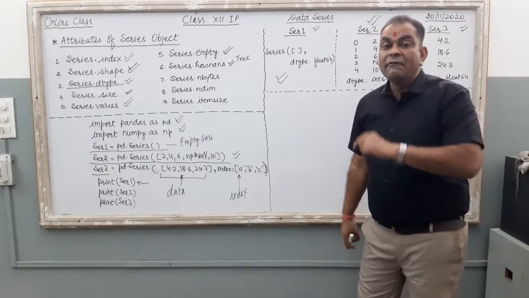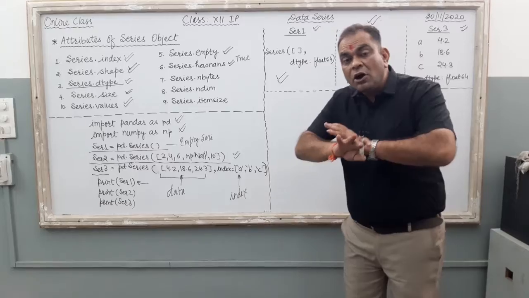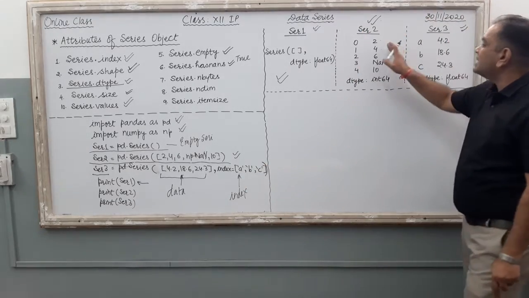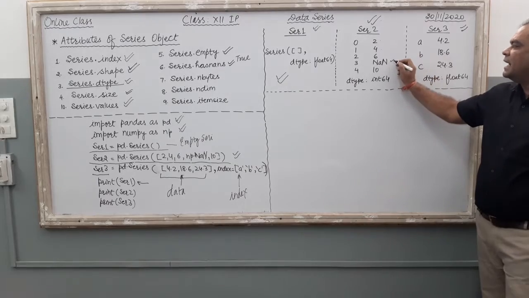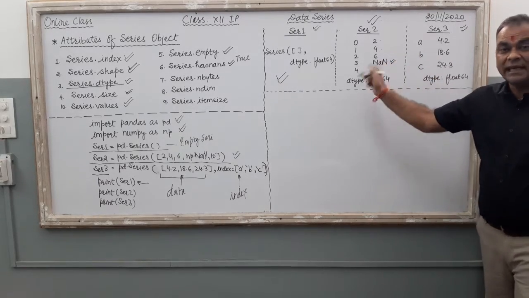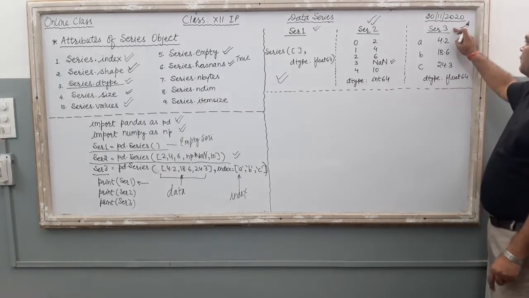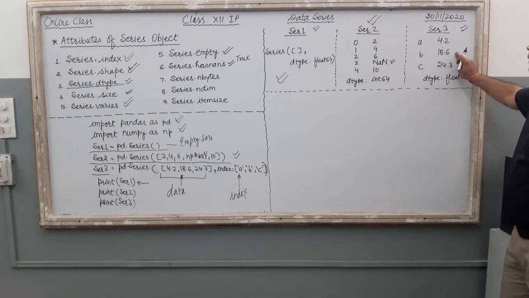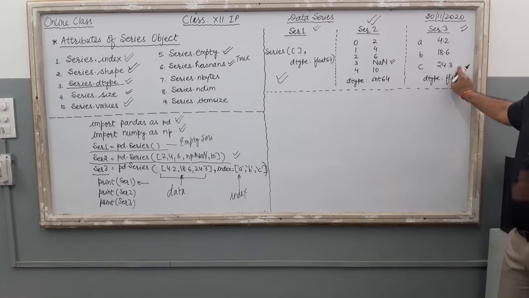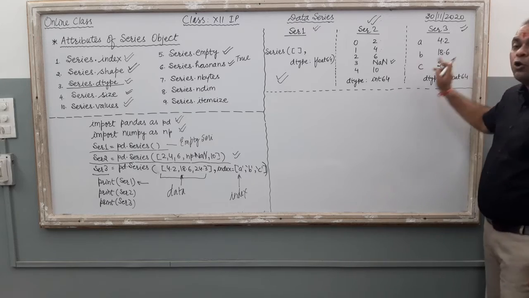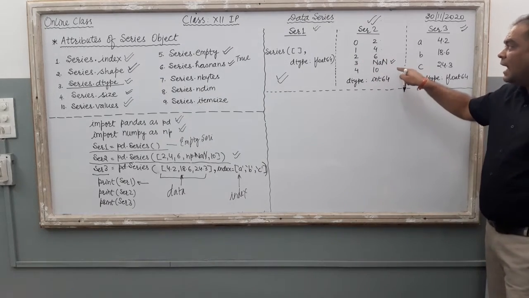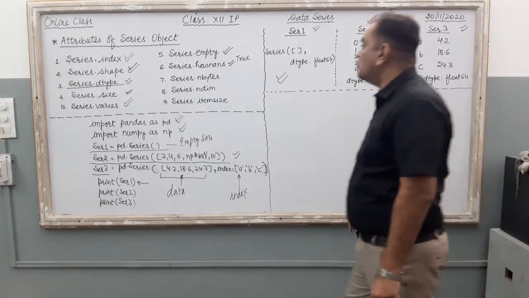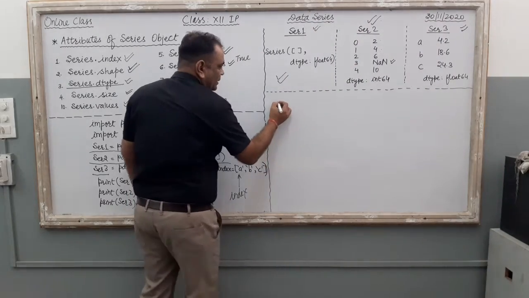Clear? And if a series does not have any NaN, just check these two series. In series 2, NaN is available, not a number is there in the series. Whereas if you check series 3, 4.2, 18.6, 24.3, 3 data items are there. Here no NaN is there. So now if I execute the hasnans function on series 2, what will happen?